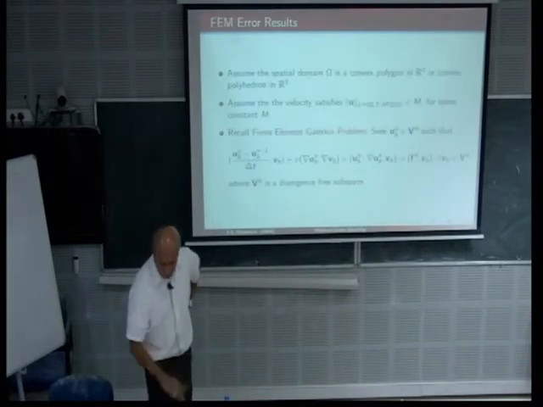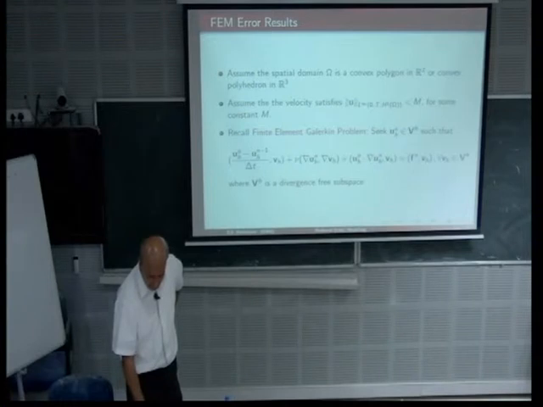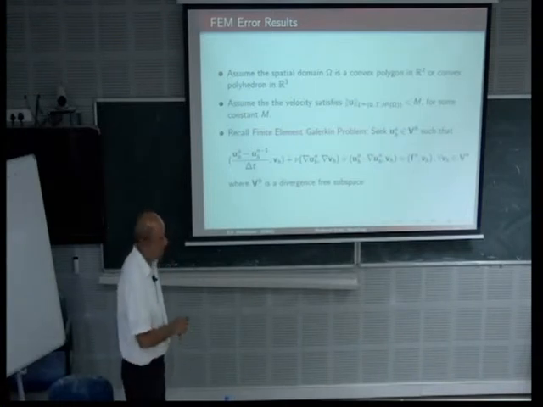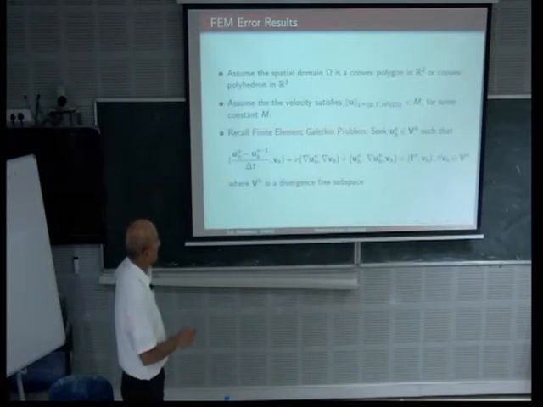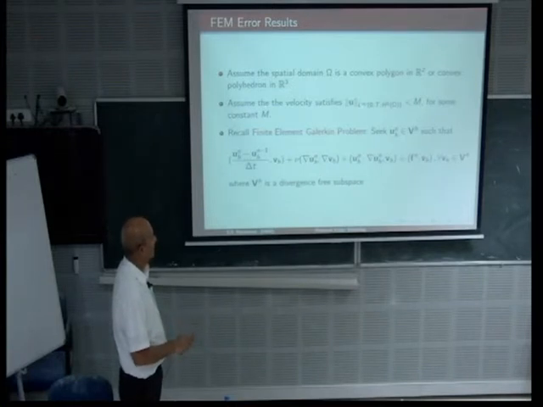Okay, so that bound I need when I derive error bounds. Now let me quote some finite element error results quickly so that I can use them. For the error analysis, I'm going to assume the domain is a convex polygon in R2 or a convex polyhedron in R3. I'm also assuming the velocity field in H1 norm is bounded pointwise.